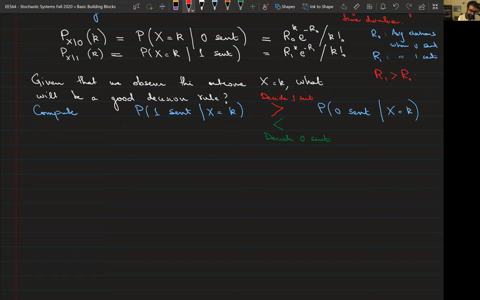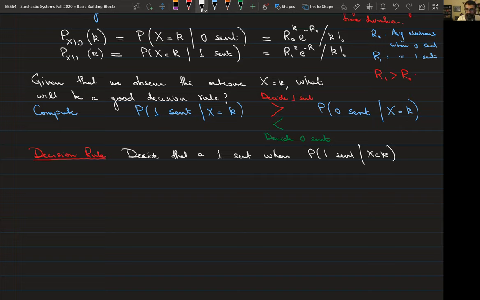Okay? So let's elaborate on this. What would be a decision rule? Decide that one was sent when the probability of one sent given x equals k is actually greater than 0.5, by the way. Again, which actually corresponds to the same thing that I'm writing here. So the question then is, can you evaluate this probability?